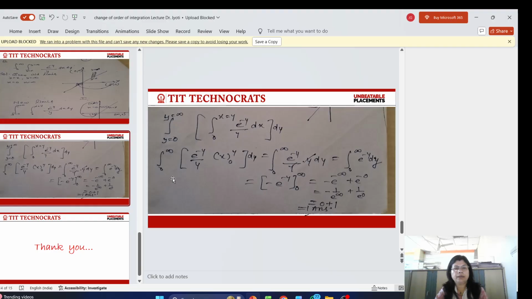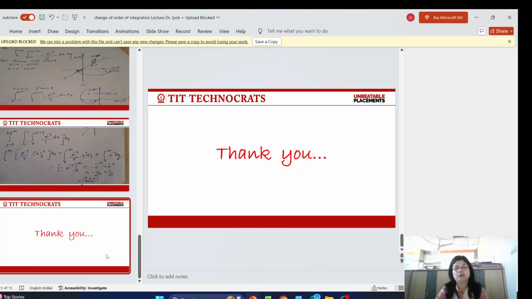Now integrating the inner part, 0 to infinity of e to the minus y upon y, x from 0 to y dx, is equal to the integral of 0 to infinity of e to the minus y upon y into y dy. So y is cancelled, and it is equal to the integral of 0 to infinity of e to the minus y dy, which is equal to minus e to the minus y from 0 to infinity, which is equal to minus e to the minus infinity plus e to the power minus 0, which is equal to minus 1 upon infinity plus 1 upon e to the power 0, which is equal to 1. Thank you.